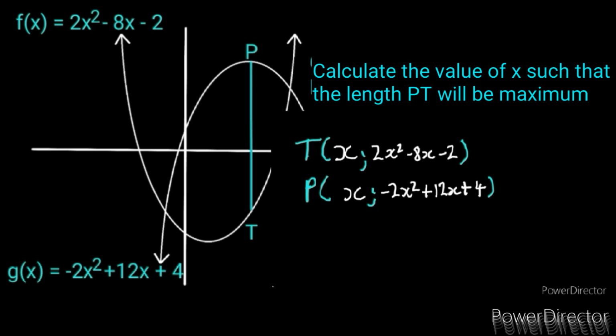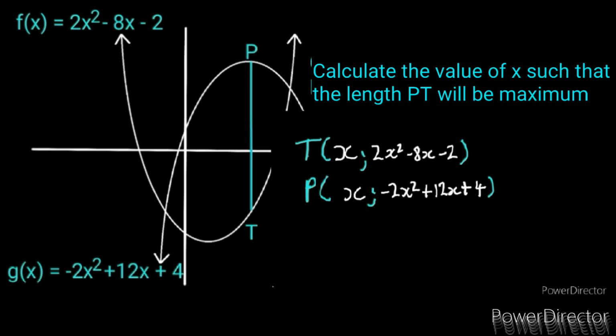Now the question says that you have to find the value of x such that this distance will be maximum. So basically we have to find the distance. You can use the distance formula or you can use the shortcut. In this particular question, I'm going to use the distance formula, and in the next question, I will use the shortcut. Now let's use the distance formula.